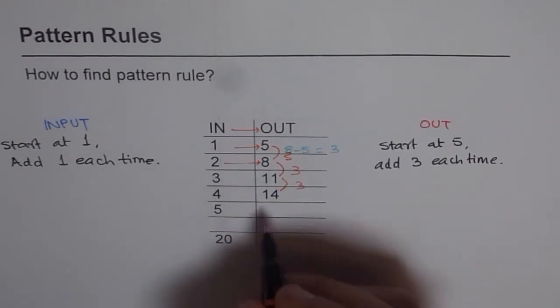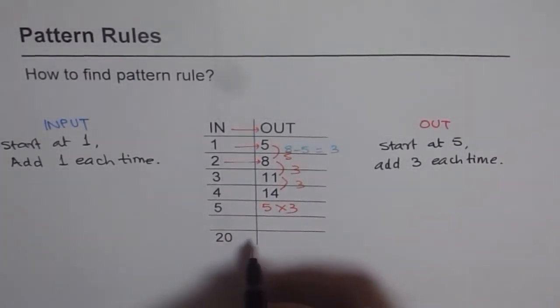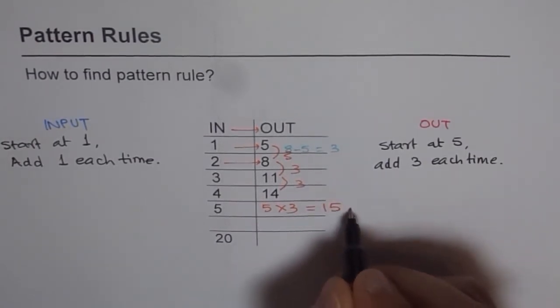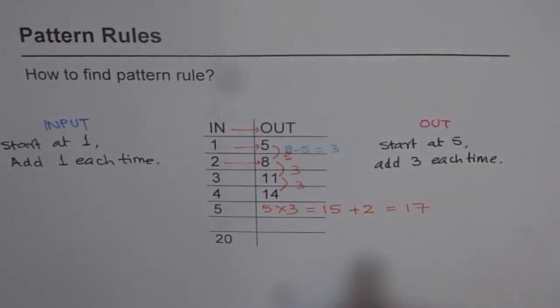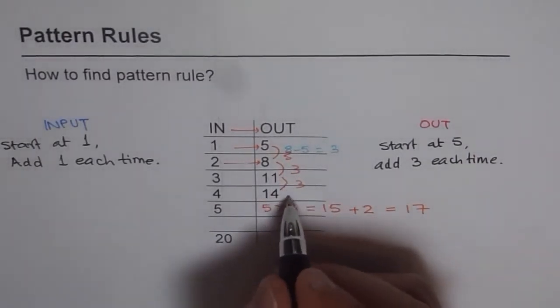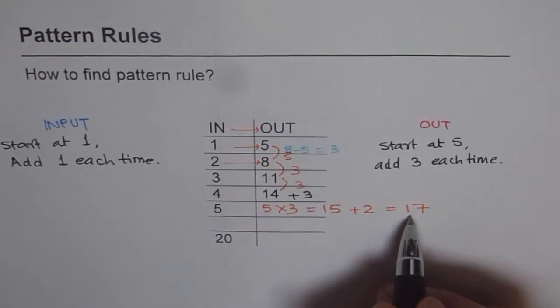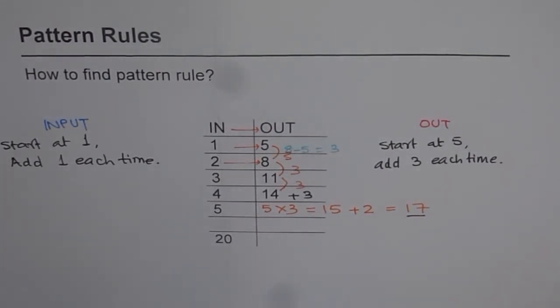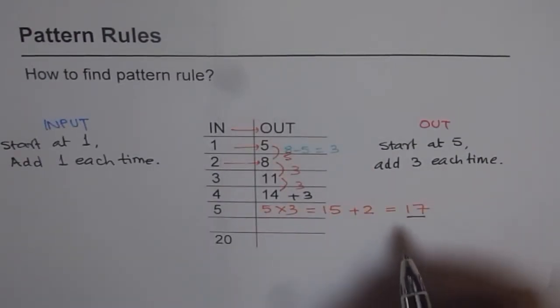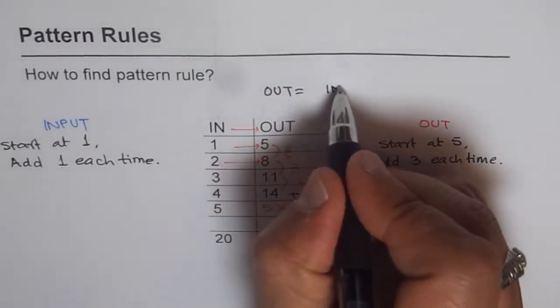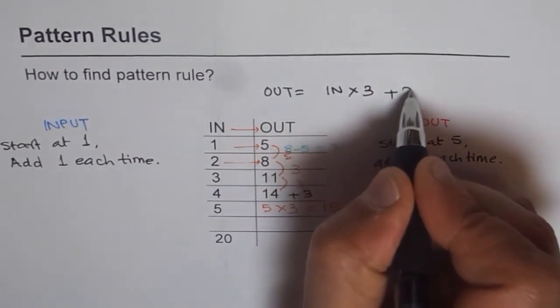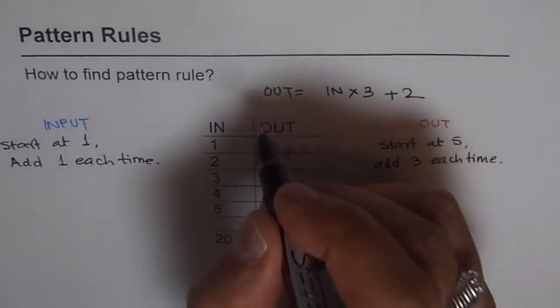Let me try with 5. So what is 5 times 3 equal to? 5 times 3 is 15, and when I add 2, what do I get? I get 17. Well, is that the right answer? How to check that? We are going up by 3. What is 14 plus 3 equal to? 14 plus 3 is also 17. So it works. So we found a rule, and the rule is output is equal to what? Now we can write down: output is equal to input times 3 plus 2. That is the rule which we figured out.